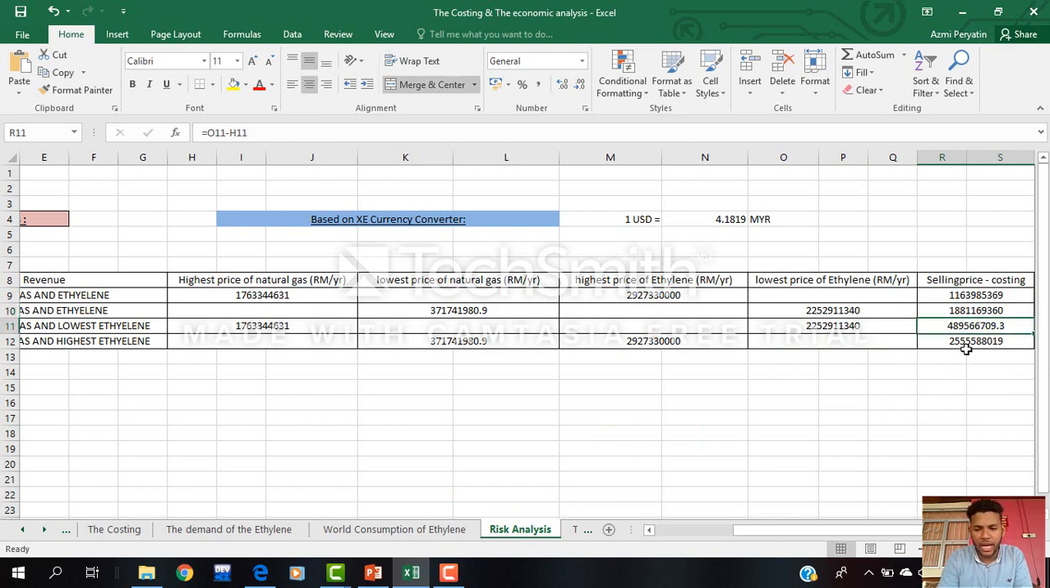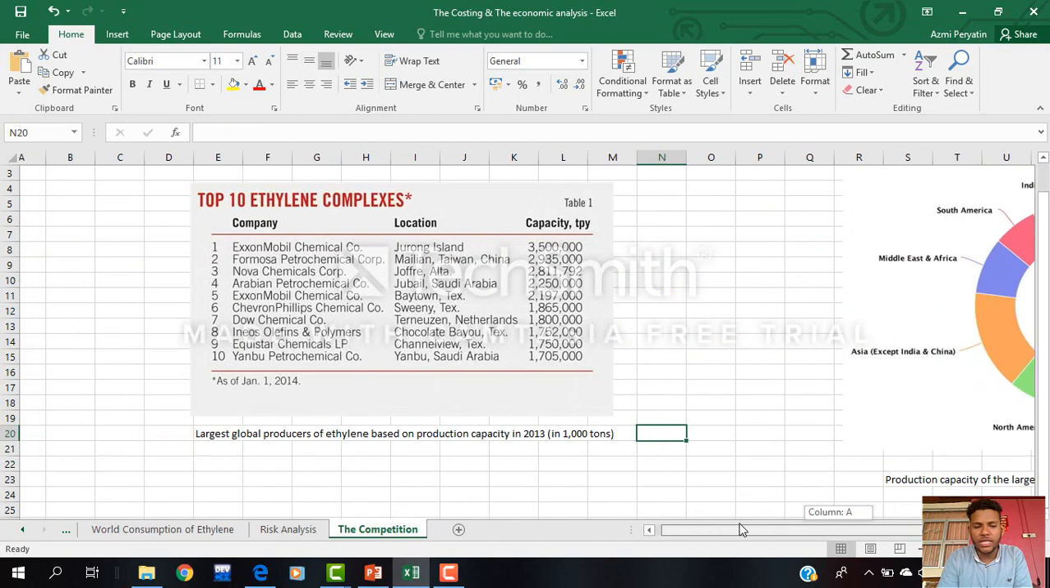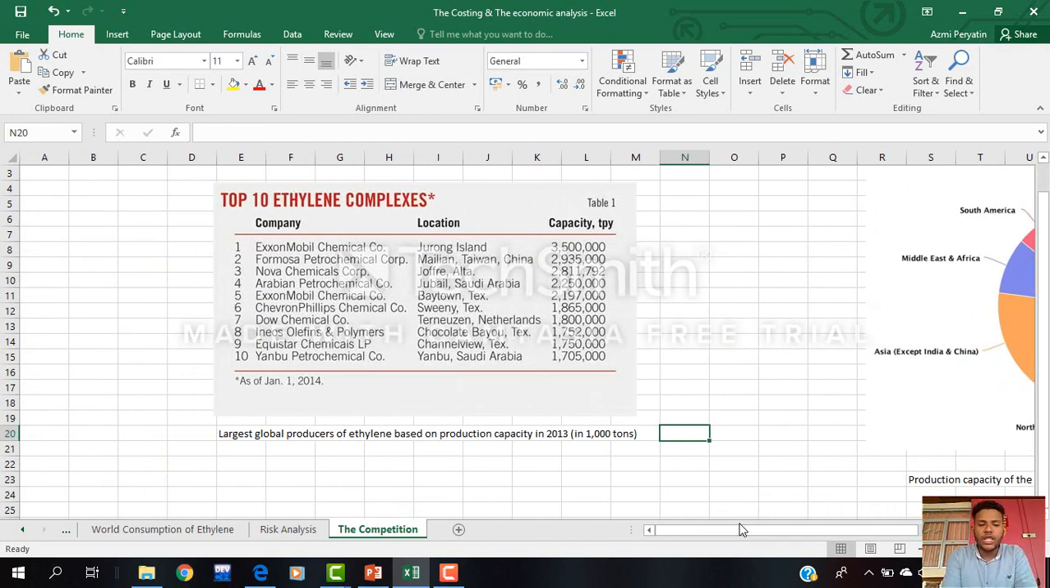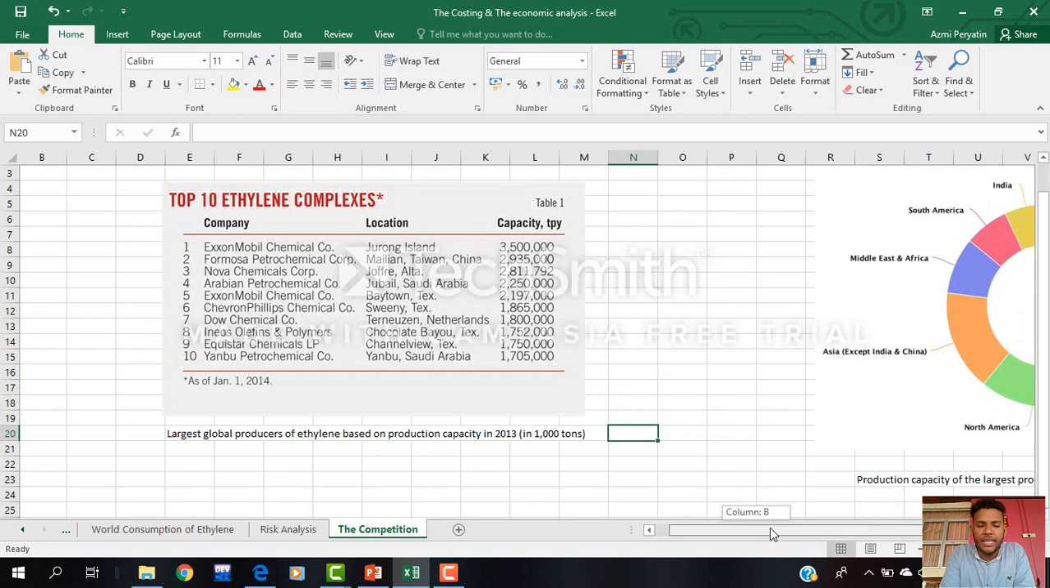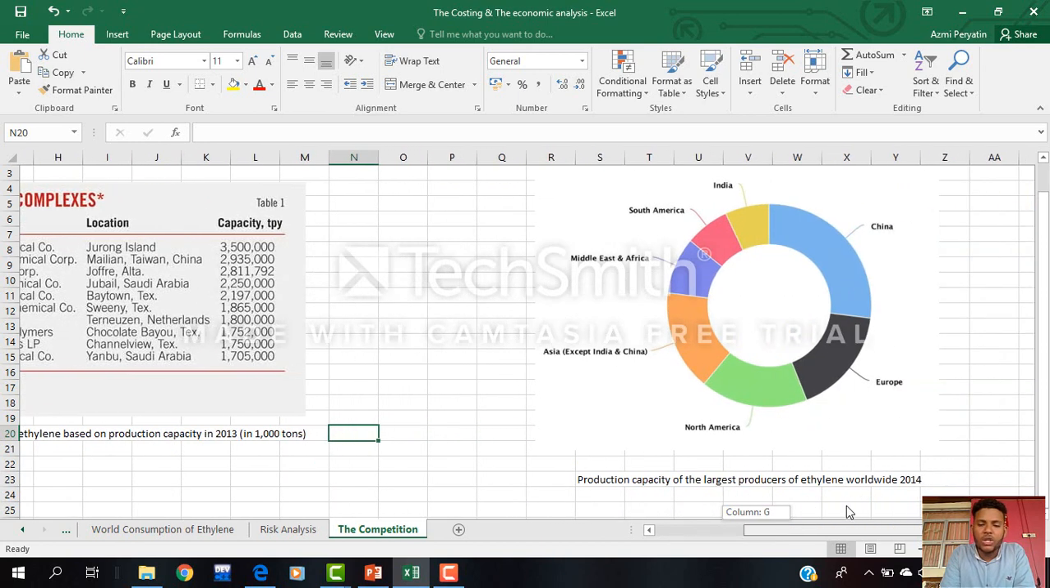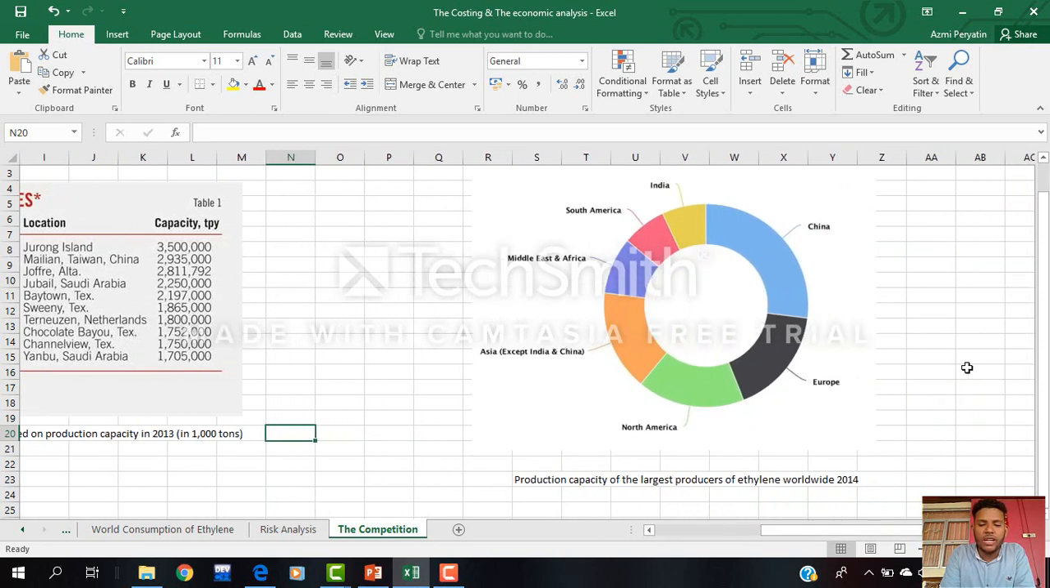This is the largest global producer of ethylene based on production capacity in 2013, in 1,000 tons. This is also the production capacity of the largest producers of ethylene worldwide in 2014. It shows that most of them are from China and Europe.